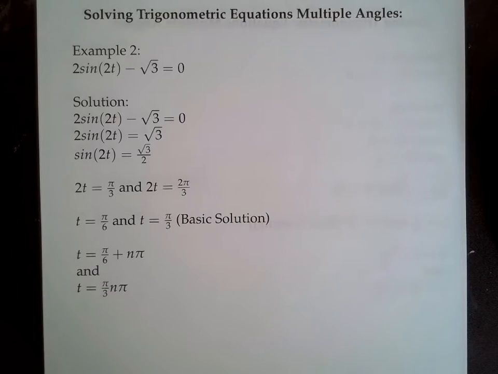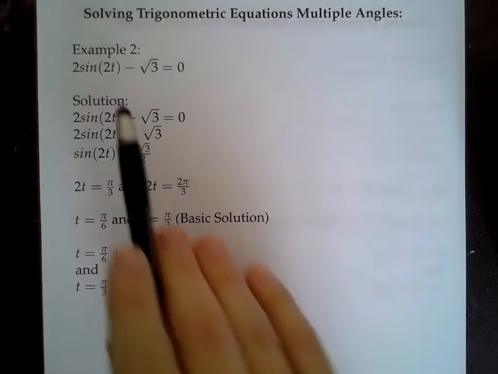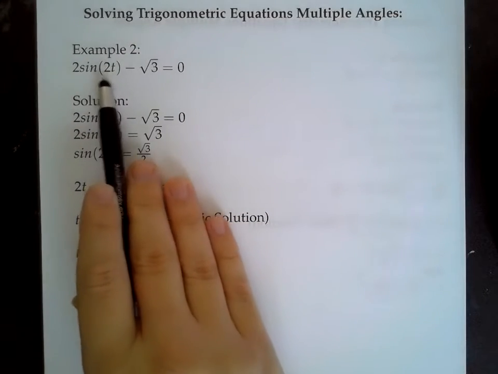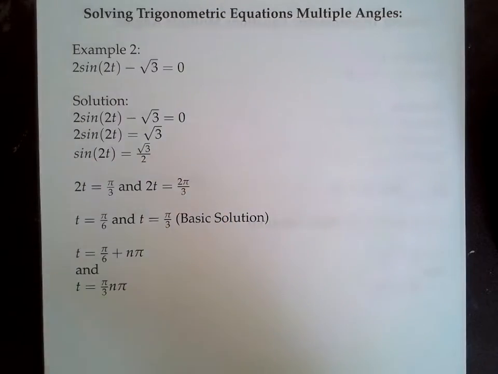Okay, so let's look at another multiple angle example. So we're going to have 2 sine of 2t minus square root of 3 is equal to 0. So again, I know this is a multiple angle because instead of just having t or just having x inside, we now have something times t or t plus or minus something.